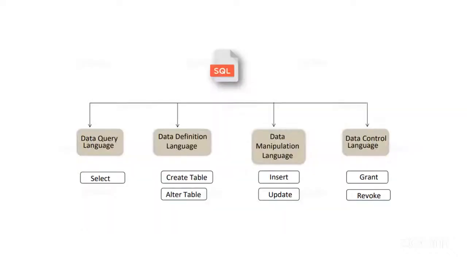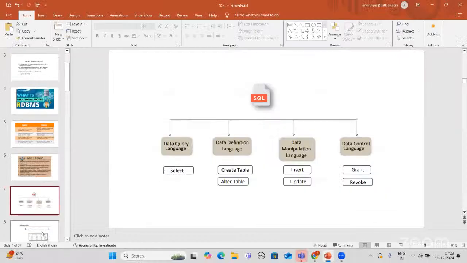Yesterday we discussed DDL, DML, and DQL. DDL is what I told you: drop, create, alter, truncate. DML is nothing but UID: update, insert, delete. And in data query language, we use select.